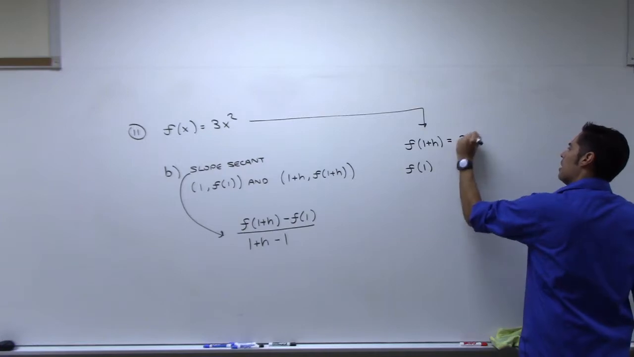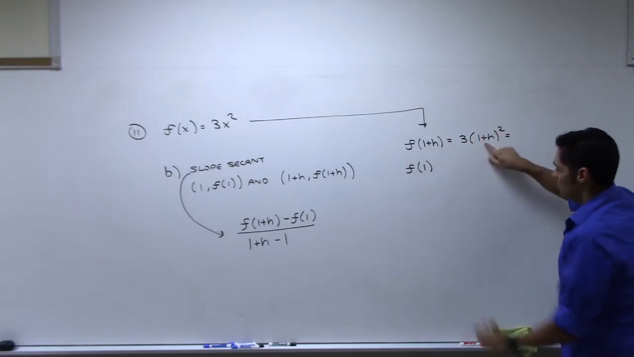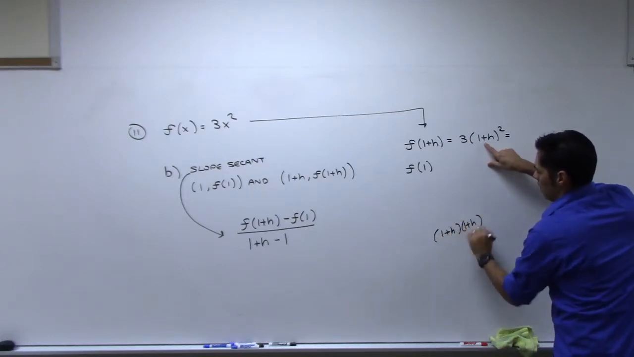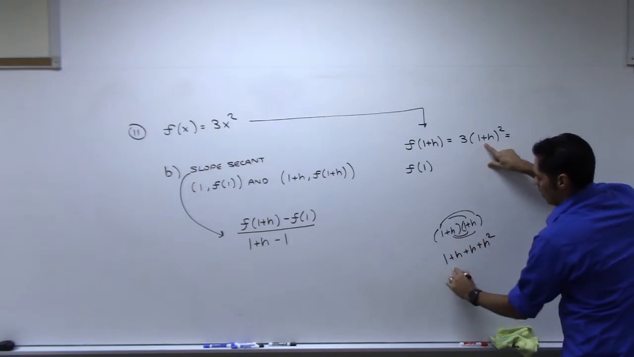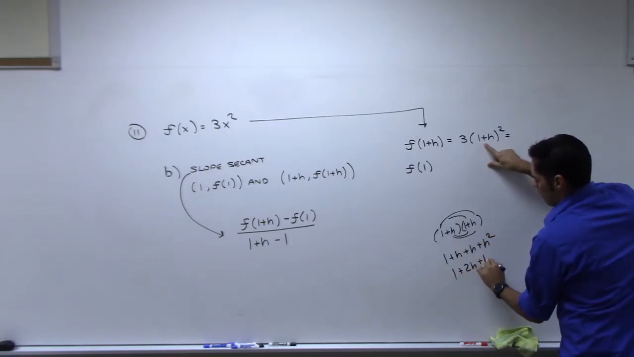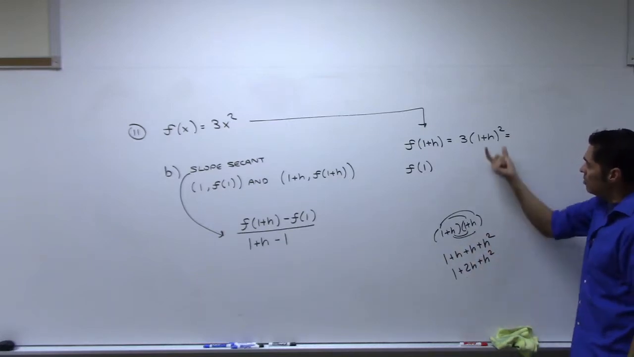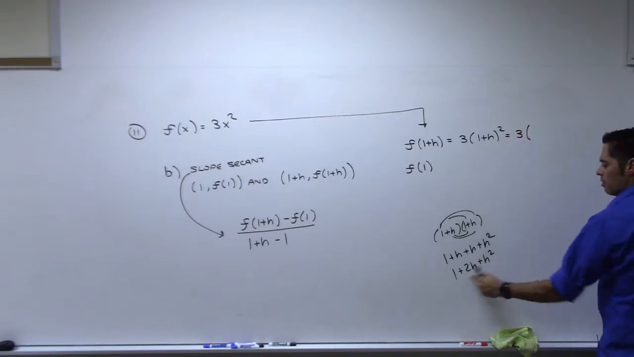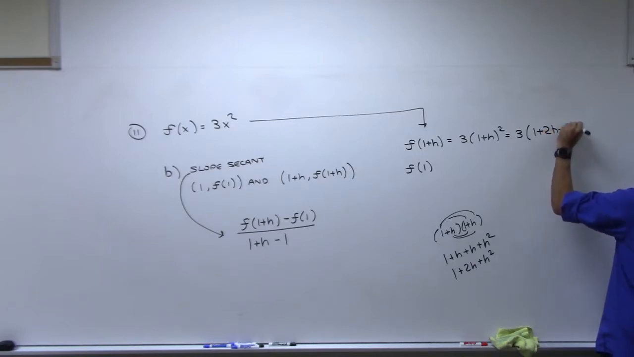So I'm going to have 3 times 1 plus h, that quantity squared. I actually have to go square this now. So I have to do 1 plus h times 1 plus h, and I have to FOIL. When I do that, I get 1 plus h plus h squared, and then I can combine my like terms, and I get this. So I'm trusting that you can multiply that out and get to this. That's just this part. I still have a 3 in front. So 3 gets distributed to all three of these things: 1 plus 2h plus h squared.